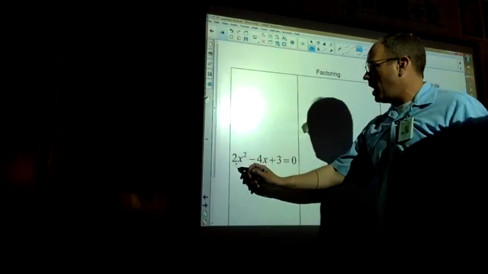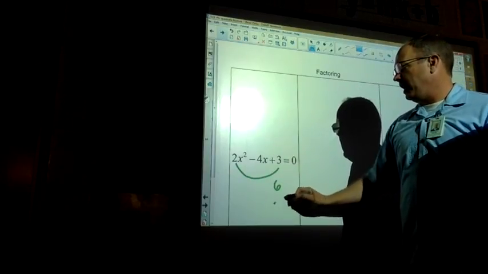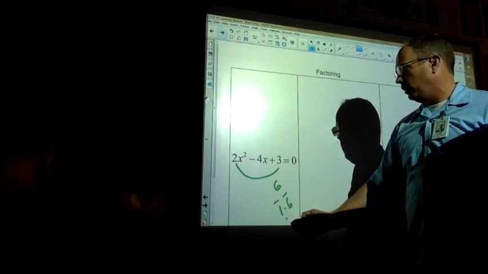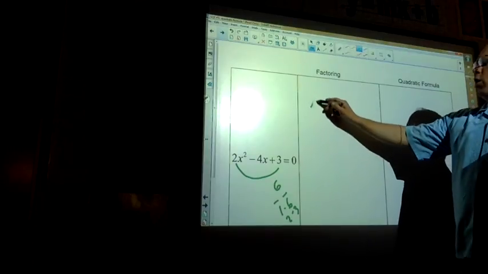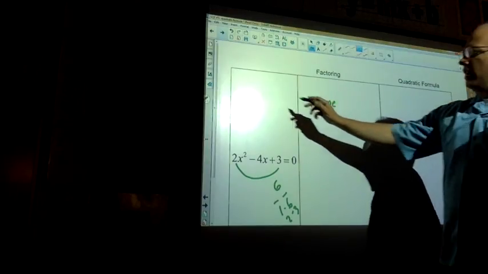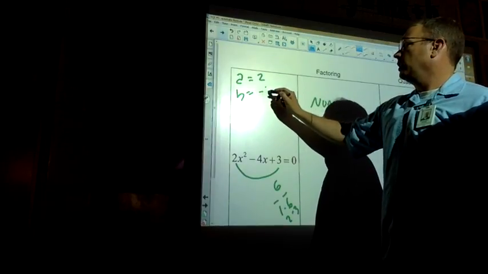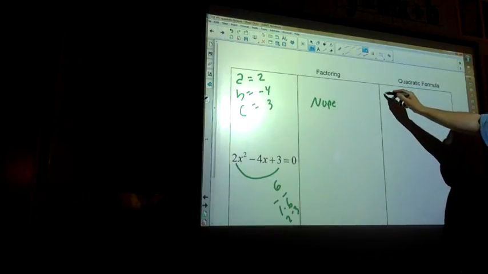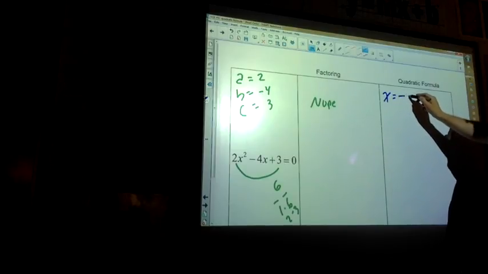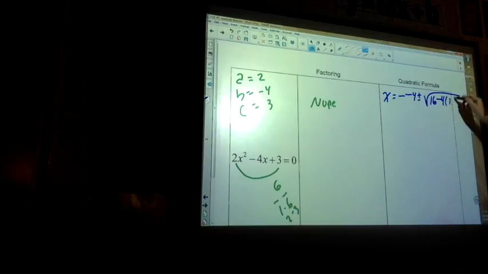Factoring. Let's see if our magic number works. Positive 6, yes. And then I need negative, negative. The factors of 6 are 1 and 6 and 2 and 3. Any way that's going to work to give me negative 4? Nope. So my A value is 2. My B value is? My C value is 3. X is equal to negative B plus or minus the square root of B squared minus 4AC all over 2A.